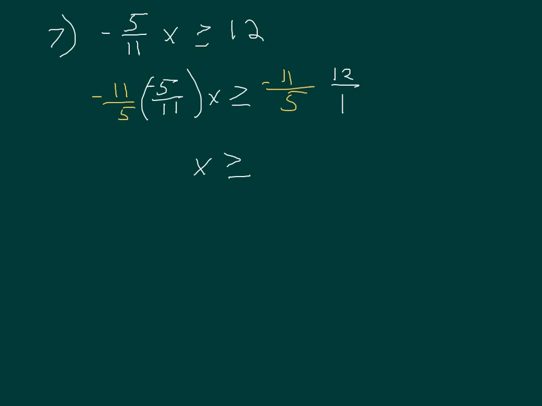Well, first we see, can anything reduce here? Can the 5 go into either of these? In this case it cannot, so we just multiply the numerators and then the denominators, and then we're done. So x is greater than or equal to negative 1/32.